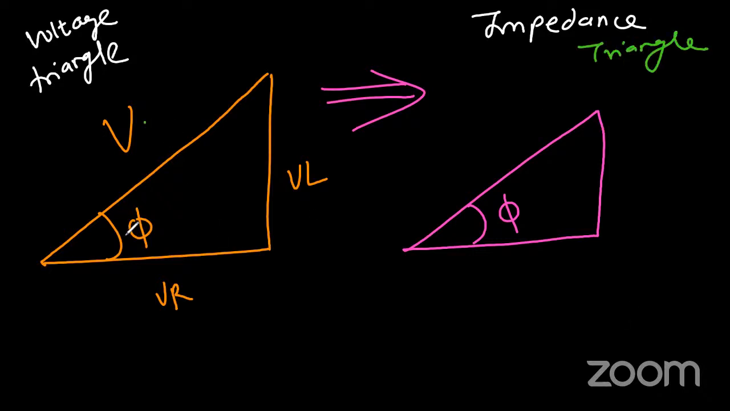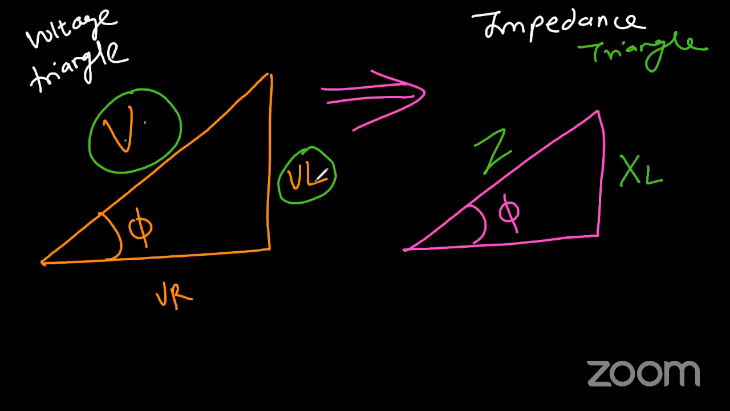This is total voltage, ना? So what is the total resistance? यहाँ पे अगर total voltage है, यहाँ पे total resistance क्या आएगा? Z. Total voltage is replaced by total resistance, that is Z. Voltage of inductor is replaced by resistance of inductor, मतलब XL. तो V की जगह पे XL. Voltage of resistor इसकी जगह पे resistance of resistor.